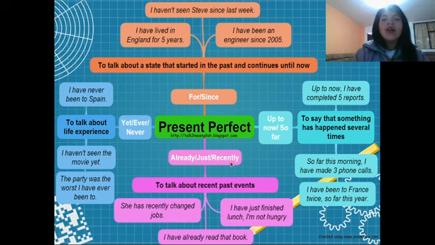Okay. In order to summarize, what are the four uses of present perfect? ¿Cuáles son los 4 usos del presente perfecto? Muy bien, hablamos de acciones que empezaron antes y continúan en el presente. Para hablar de experiencias de la vida. Para hablar de acciones que se han repetido varias veces. Y también para hablar de eventos pasados recientes, ¿ok?